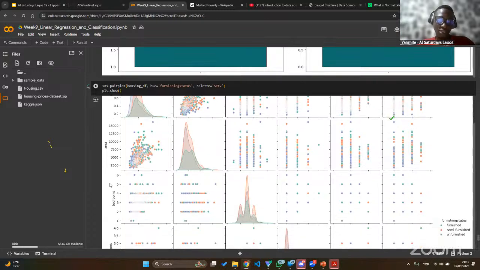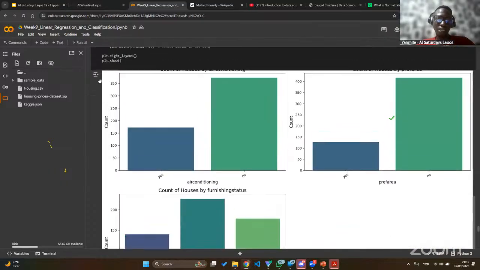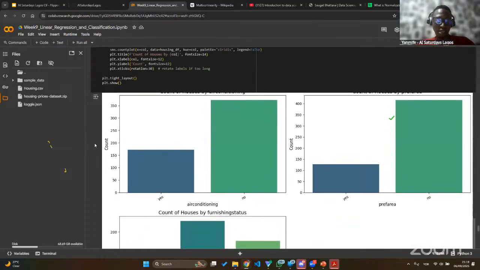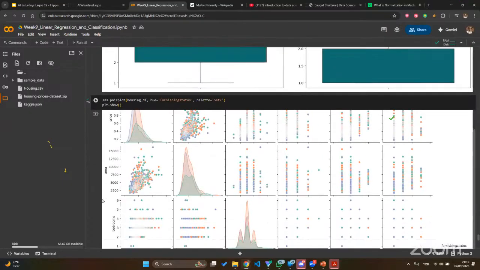I think it is already far above. My laptop seems to be hanging. I don't know what's wrong.